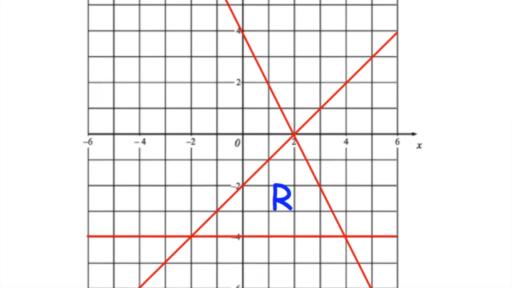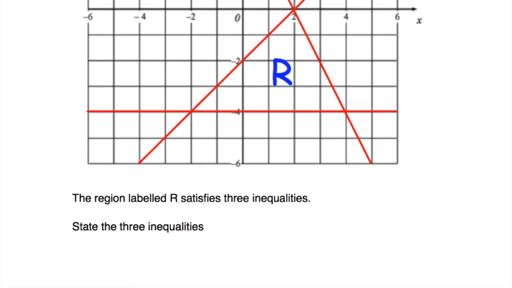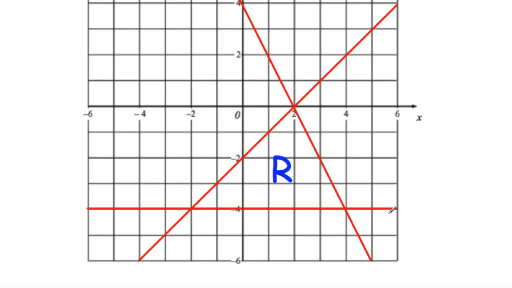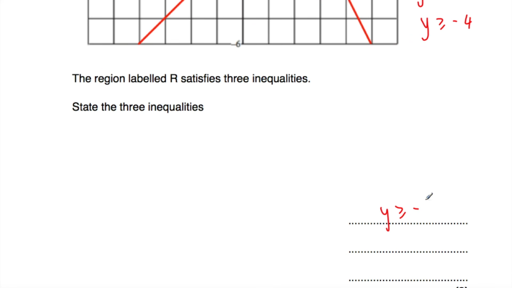So question number 14, we've got this grid and we've got this region R. And we're told the region labelled R satisfies three inequalities. And we've been asked to write down what those three inequalities are. So let's start off with this horizontal one. It's a horizontal line that passes through negative 4 in the y-axis. So the equation of the line will be y equals negative 4. The region is above that, so it's going to be y is greater than or equal to negative 4. So that's our first inequality. y is greater than or equal to negative 4.